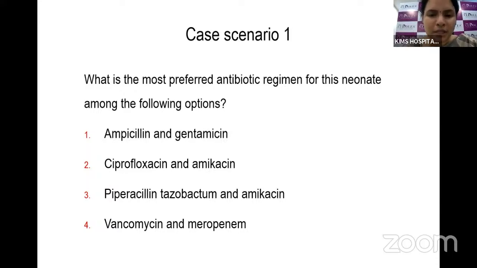So these are the following 4 options: ampicillin and gentamicin, which is still recommended by the World Health Organization as the empirical first-line antibiotic of choice in neonatal sepsis. The second choice, which is now often taken up in some neonatal units, is a combination of ciprofloxacin and an aminoglycoside. The third option is piperacillin-tazobactam and amikacin. And the last option is a combination of 2 fairly broad-spectrum antimicrobials, which have excellent coverage for gram-positive and gram-negative bugs: vancomycin and meropenem.